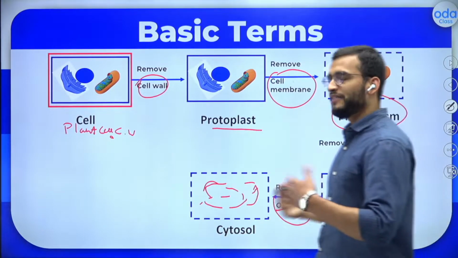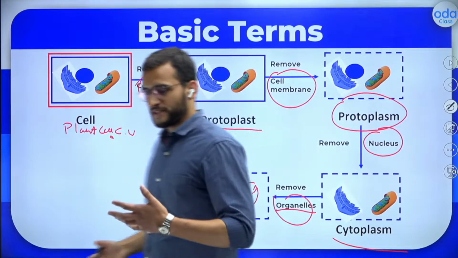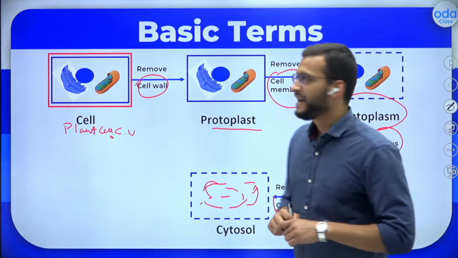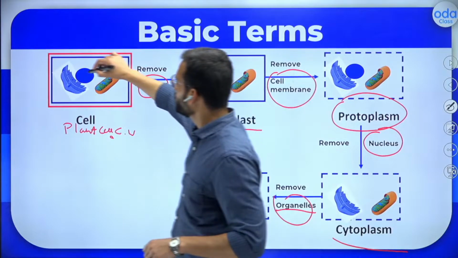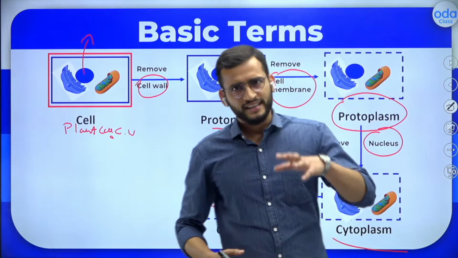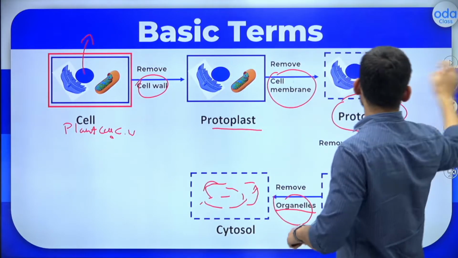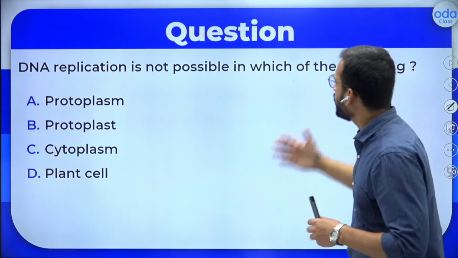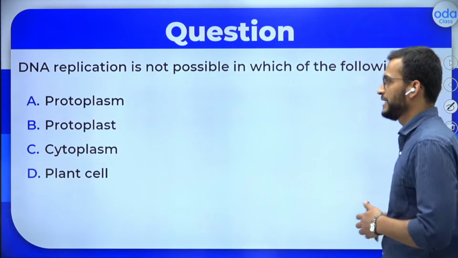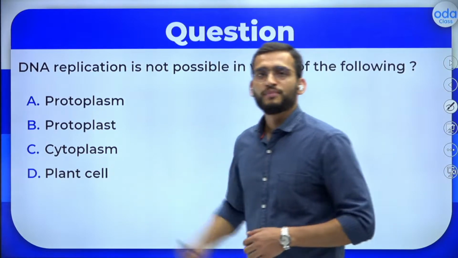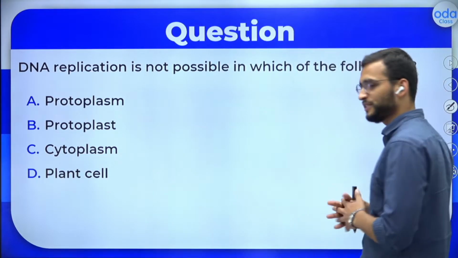Okay, so I'll be giving you some questions now based upon this. If you can do those questions, I guess your concept will be very clear. You might be knowing what is there inside the nucleus. Inside the nucleus, you have the genetic material that is called DNA. Just remember that. Let us solve some questions then. DNA replication is not possible in which of the following? Is it protoplasm, protoplast, cytoplasm, or the plant cell? Yes, you can answer this question.